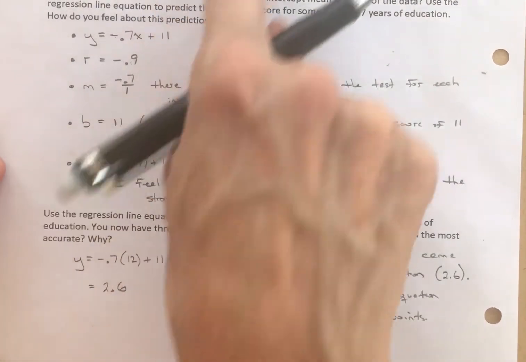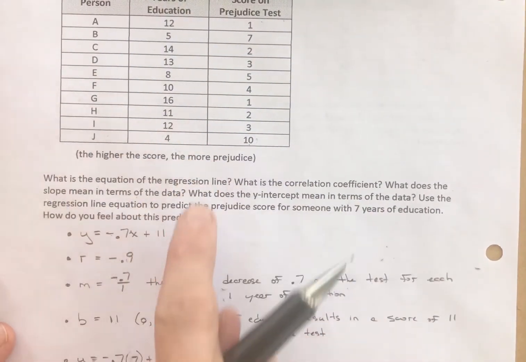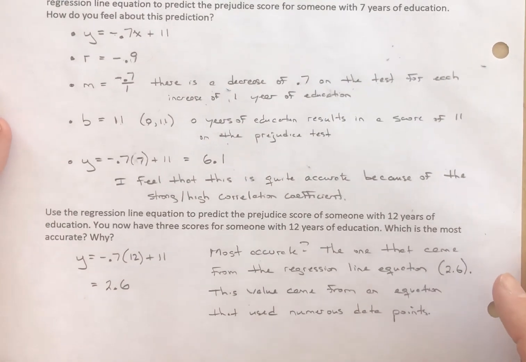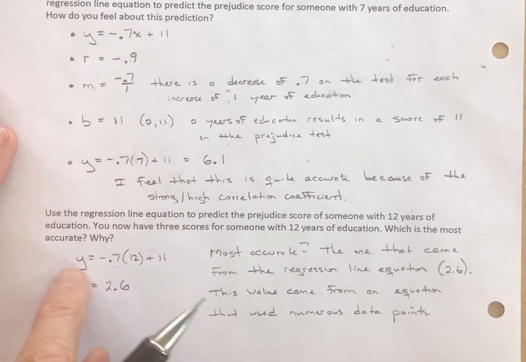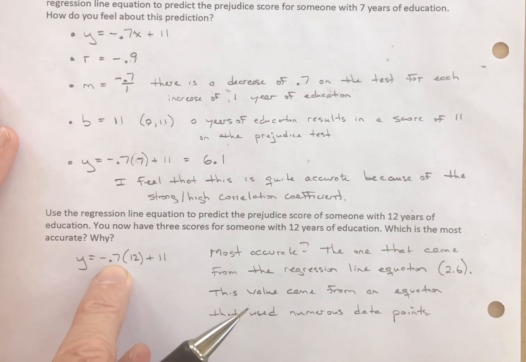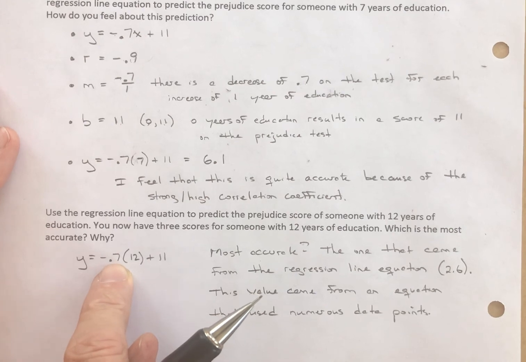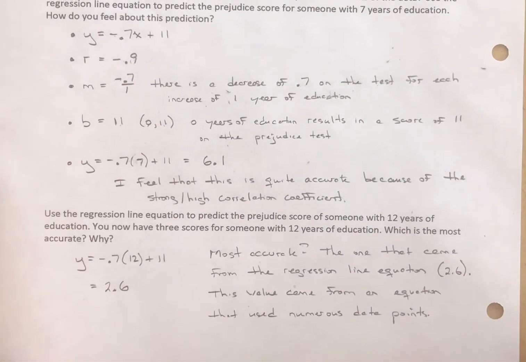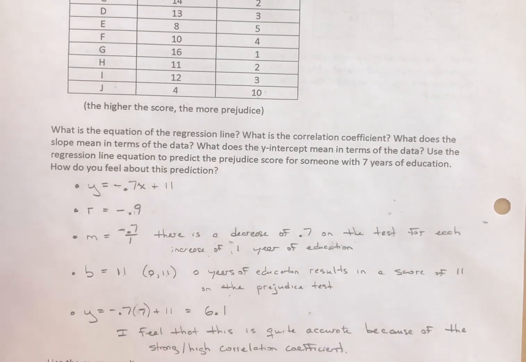We used 10 data points up here to create an equation, a line of best fit. Each of the 10 is different, but this equation was created using all the data points, including the 2 that had 12 years of education. It used all of them. So this one's going to be the most accurate because it made use of numerous data points to calculate it. Okay, so there you have it. Quite a bit on scatter plots, regression lines, and correlation coefficients.